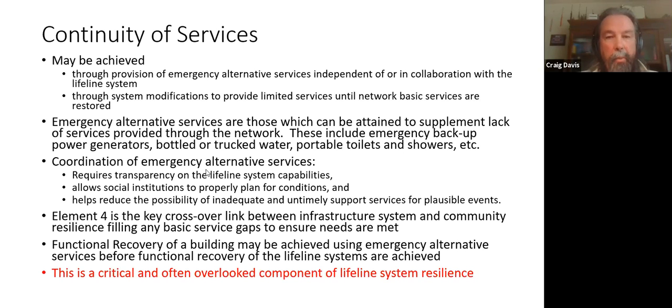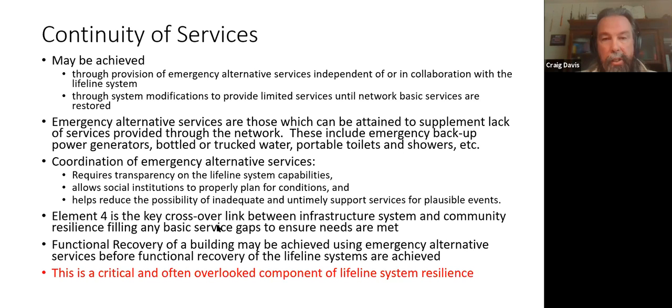So the coordination of emergency alternative services requires transparency on the Lifeline system capability. It allows social institutions to properly plan for these conditions. If they know what they don't have the capability to receive over a period of time, then they can plan for them. And it helps reduce the possibility of inadequate and untimely support services for plausible events.